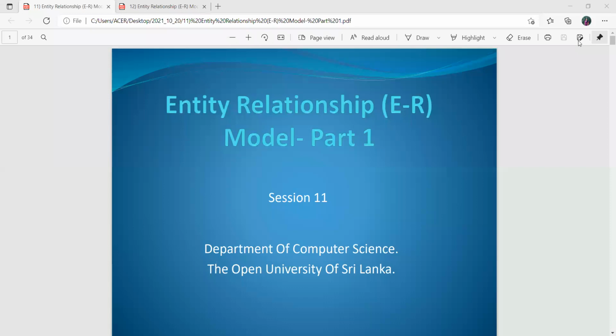Okay. If you don't have any questions, let's continue from the entity relationship model. This is session number 8. You can refer to your textbook. Can you all hear me clearly? Yes, madam. Okay. Then let's start from this entity relationship model.